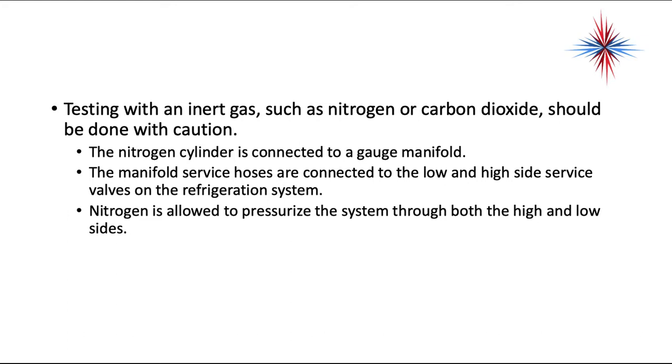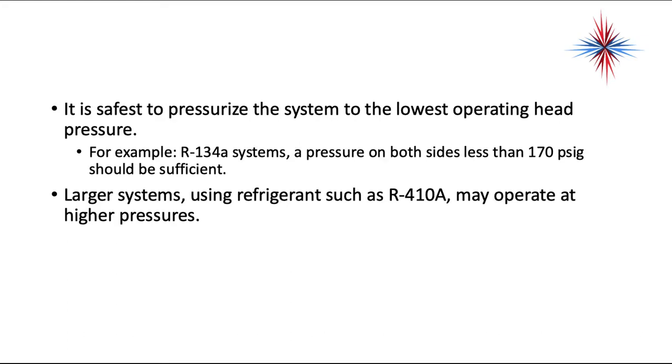Nitrogen is allowed to pressurize the system through both the high and low sides. It's safest to pressurize the system to the lowest operating head pressure. For example, on R134A systems, a pressure on both sides less than 170 psi should be sufficient. Larger systems using refrigerants such as R410A may operate at higher pressures.